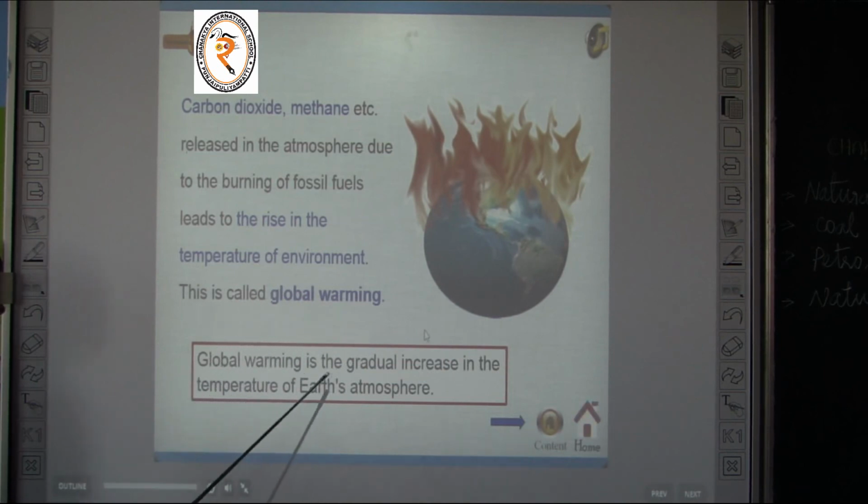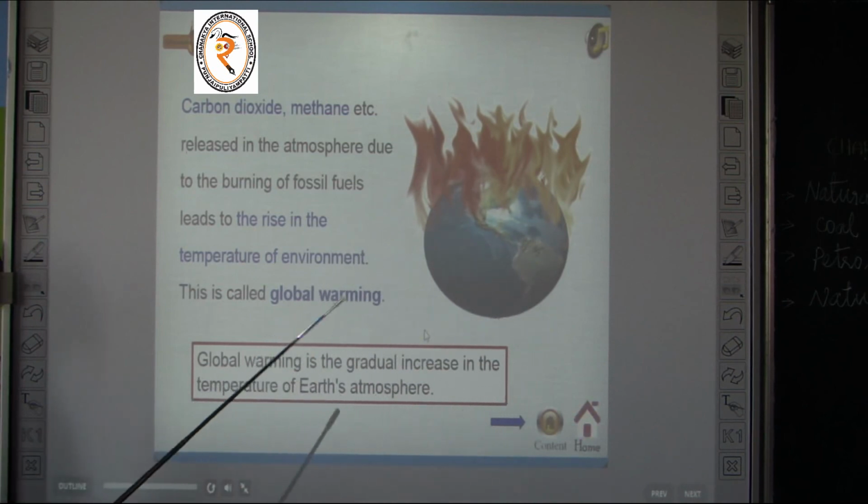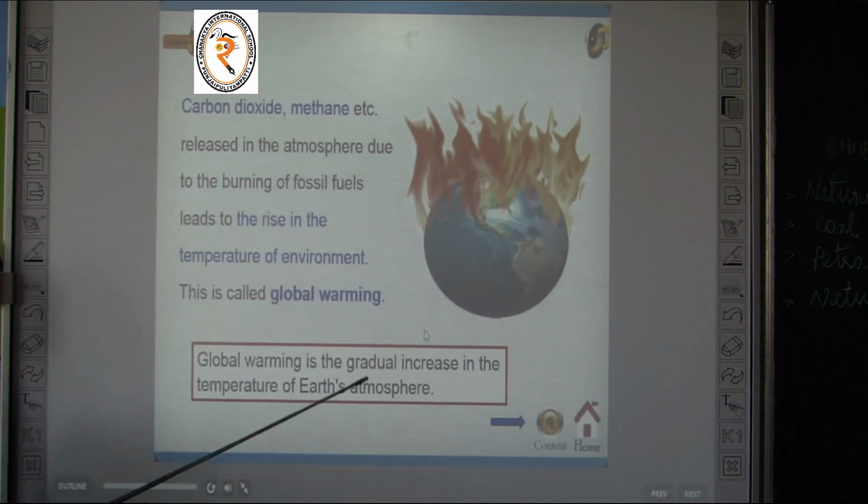See, global warming is the gradual increase in the temperature of the earth's atmosphere. It can increase the temperature of the earth's atmosphere. So this is called what? Global warming. By using fossil fuels, it can release carbon dioxide and methane. These chemicals increase the temperature of the earth's atmosphere. So this is called global warming.